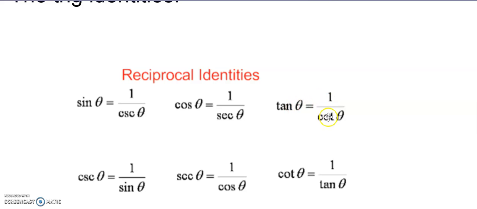And then here, tangent of theta equals 1 over cotangent of theta, and cotangent of theta equals 1 over tangent of theta. Again, basically the same thing. We just do a little bit of basic algebra to go from one to the other. Now, let's back up a second.